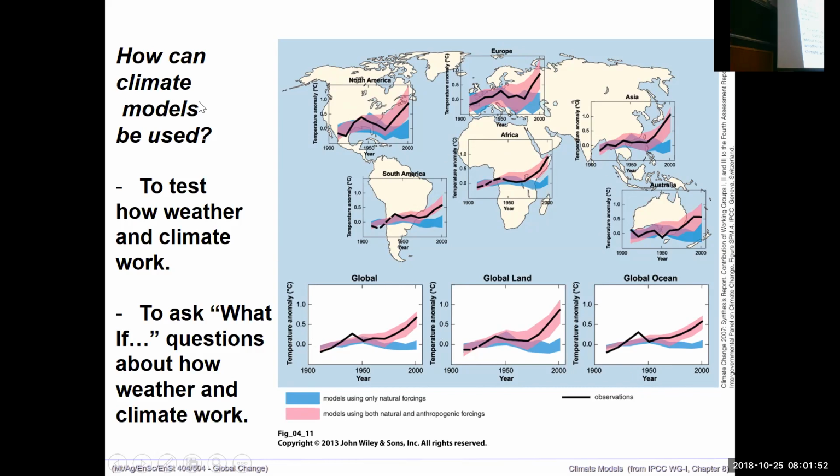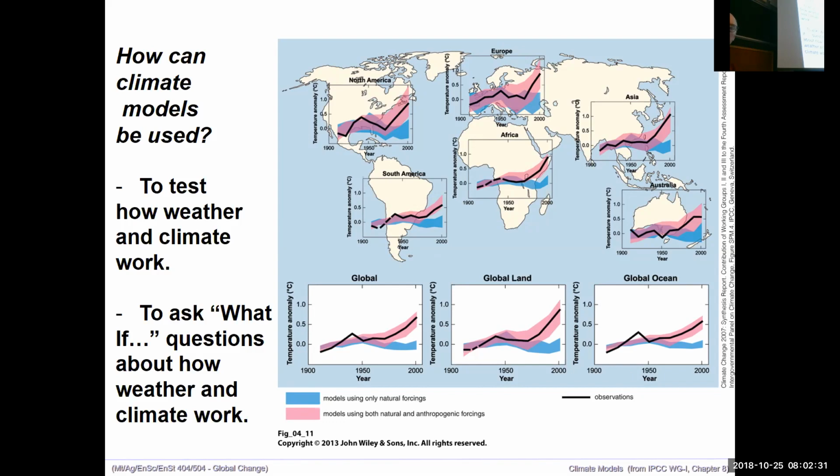Okay, so we can ask, how do weather and climate work? And we can use climate models to help figure that out. Then we can take that kind of understanding and ask what if questions about how weather and climate will work in the future with an atmosphere that has a whole bunch of greenhouse gases and that's warmer. So this graphic here shows weather data and climate model simulations of past data.